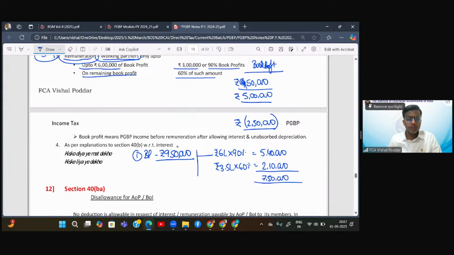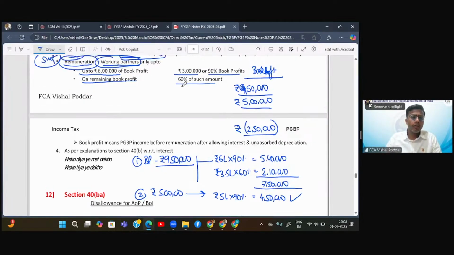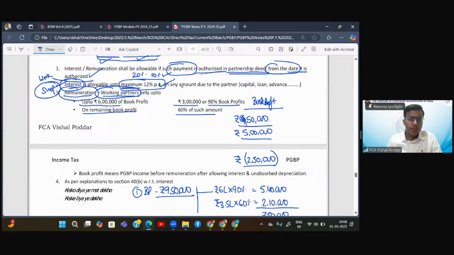Second possibility, your book profit is rupees 5 lakhs. How much you can pay? 5 lakhs into 90% is how much? 450. You can pay 450. Correct? Now what condition they have given is 3 lakhs or 90%, obviously whichever is higher. So wherever 90% is higher, we are taking that.